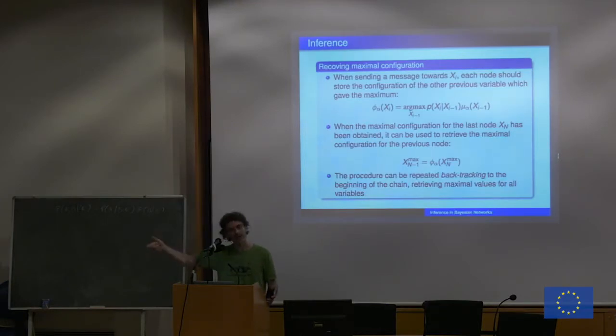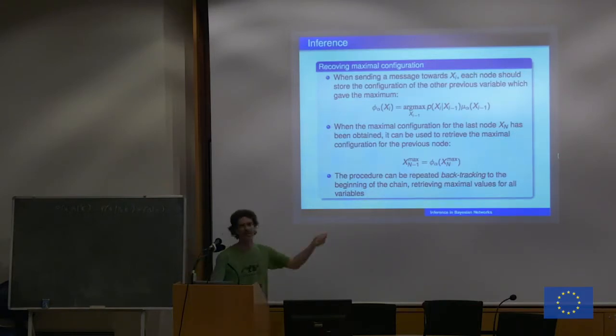So the configuration for the previous variable producing the maximum, okay? This other message that we call phi A is a configuration message. Again, the best configuration for cloudy depends on what eventually is the best configuration for rain. When you reach the end, I say, okay, eventually I got wet. So the final, most probable configuration for the final variable is true.